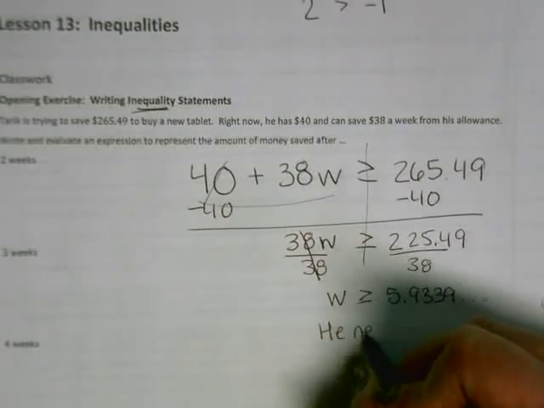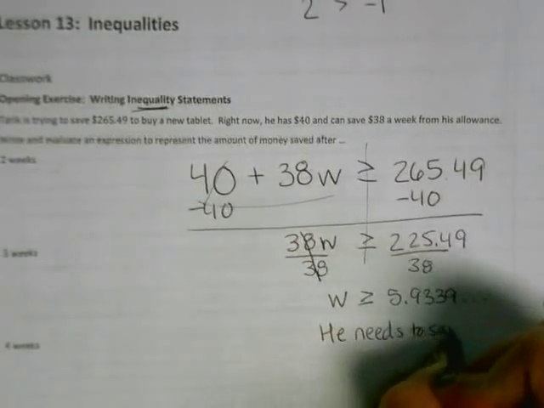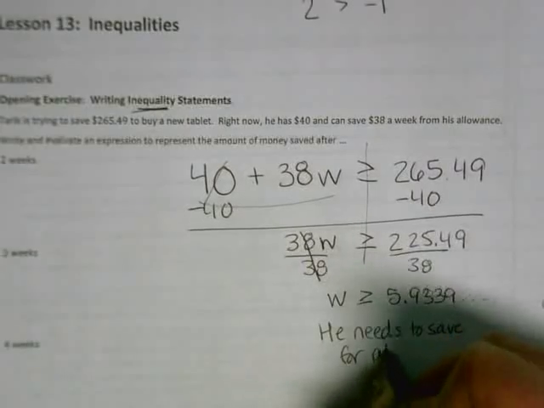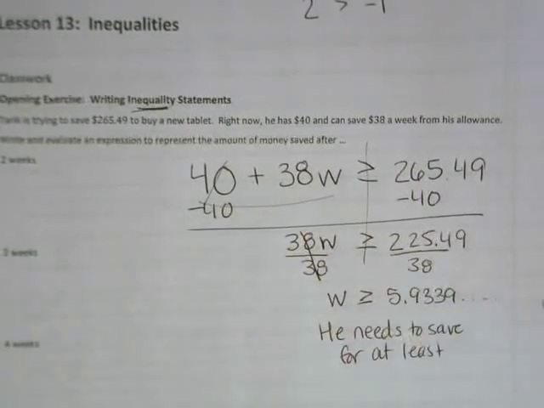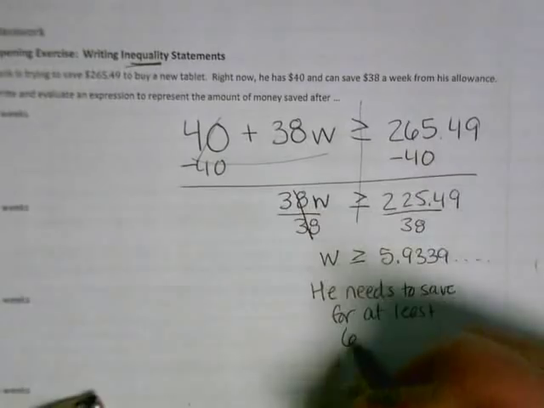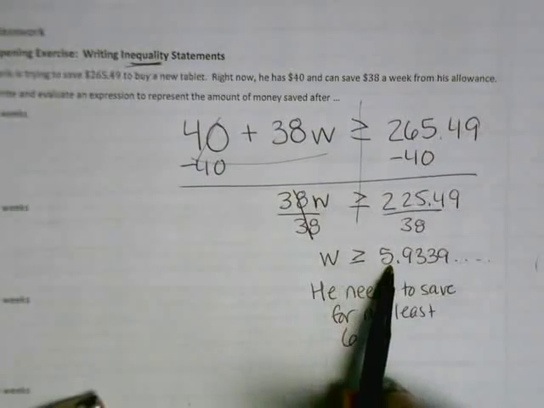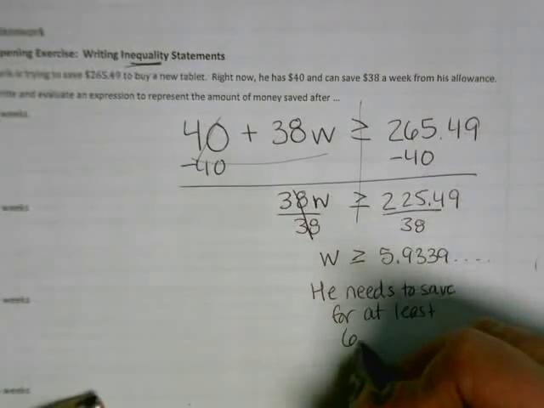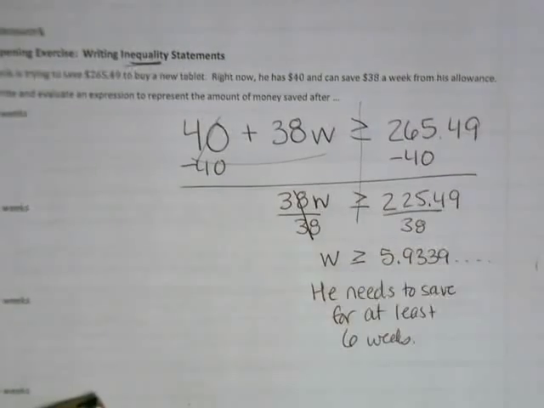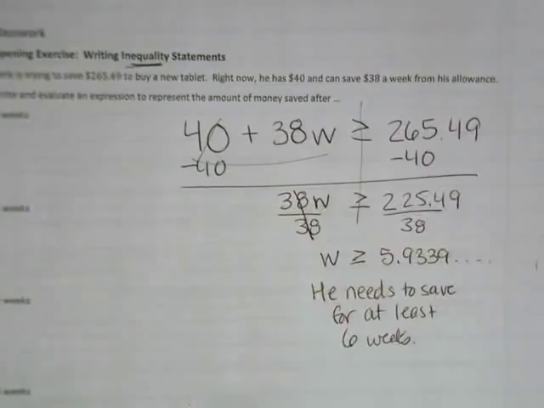We have to say he needs to save for at least 6 weeks, because that's the smallest number of weeks that's greater than or equal to 5.9. He could save for more. He could save for 100 weeks, and he'd definitely have enough money to buy that tablet, right? He could save for 1,000 weeks. There's an infinite number of weeks he could save as long as it's at least 6 weeks, and then he's going to have enough money.